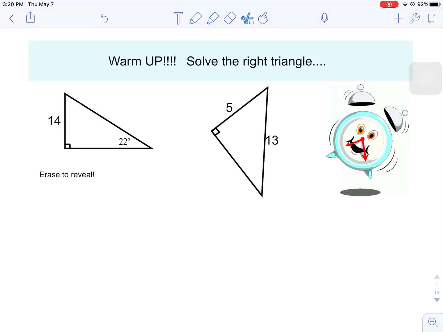Today I'm going to talk about solving triangles. I would like to start with this warm-up. I would like you to use trig in order to solve these. Solving means finding all the missing sides and all of the missing angles. Press pause on your video, and when you're ready for the answer again, press play.